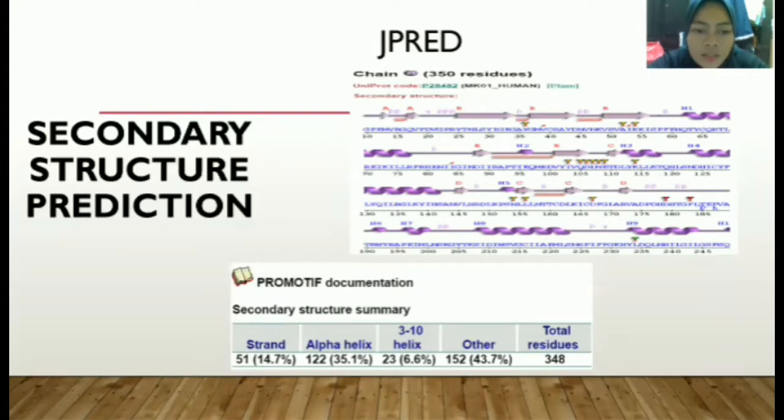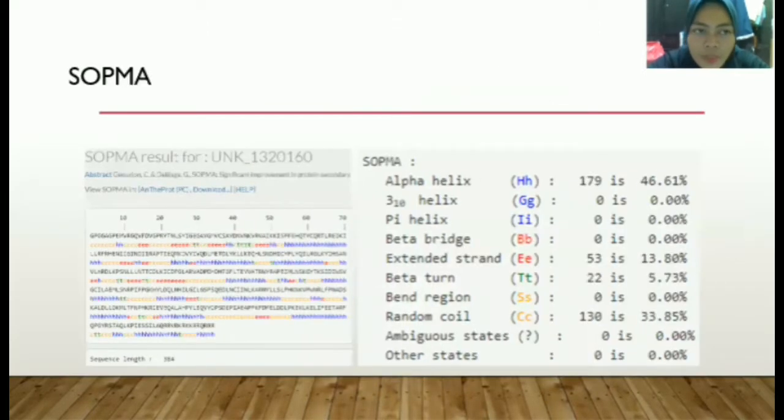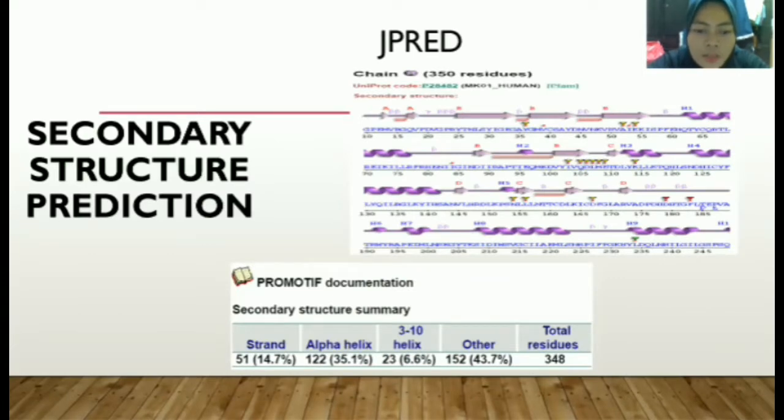Secondary structure prediction is a technique in biotools that aims to predict the secondary structure and function of protein and nucleic acid sequences based on the knowledge of the primary sequence. For the secondary structure prediction, we have used three tools, which are JPred, SOPMA, and also GOR4. Based on the JPred tool, the highest percentage found using this software is alpha helix at 35.1%, followed by beta strand at 14.7%, then 3-10 helix at 6.6%, and others at 43.7%.